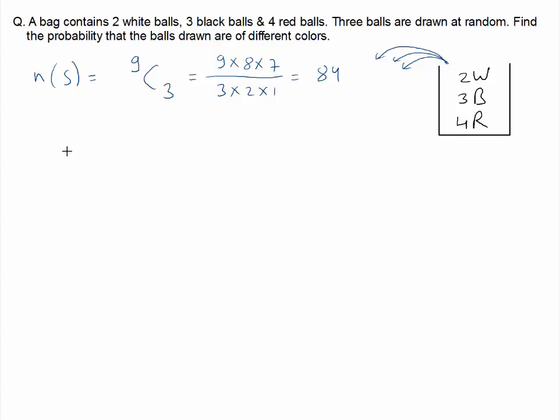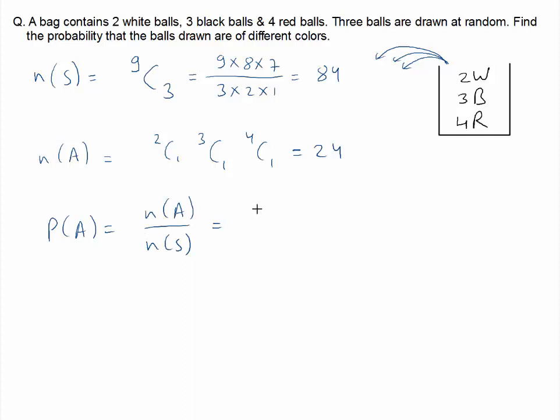Now we need to find the probability that the balls drawn are of different colors. So n of A, meaning all balls being of different colors, would be selecting one white, one black and one red. So the number of ways we can do so is this, which would be equal to 24. So probability of A would be equal to n of A divided by n of S. So that would be 24 divided by 84, which is equal to 2 by 7, the required probability.